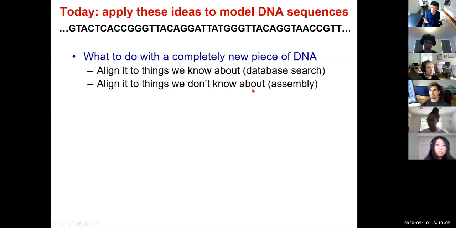The second thing you could do is basically align it to things you don't know about. So you could basically say, well, I have a lot of patients with this respiratory disorder. Let me now align all of these sequences against each other. So that's a form of genome assembly or a form of genome alignment.